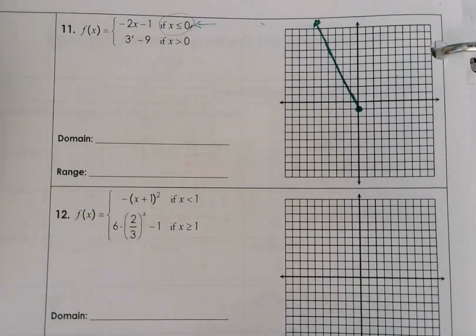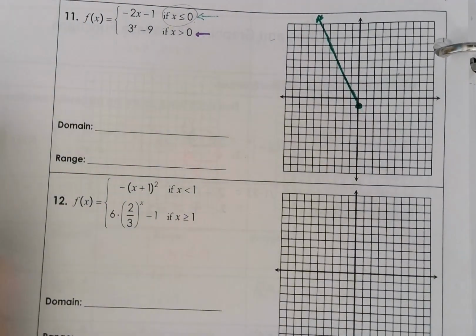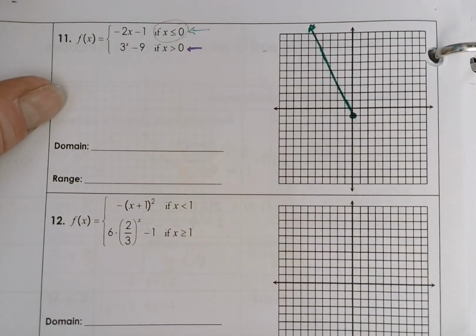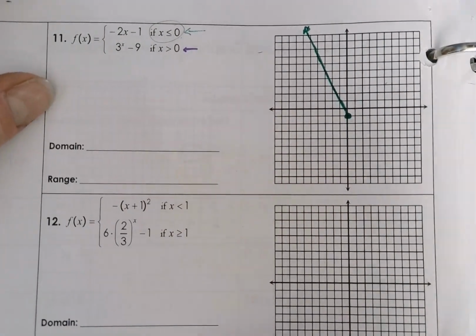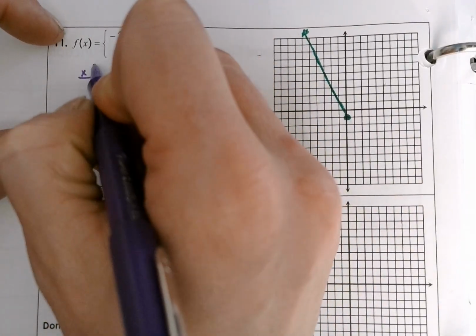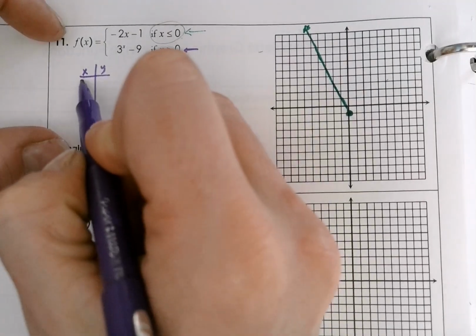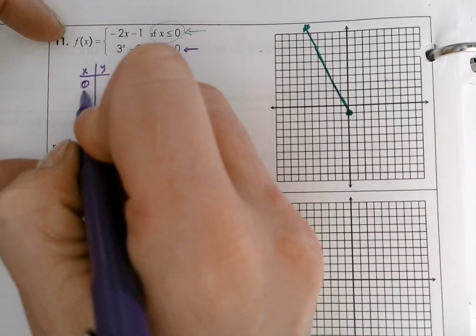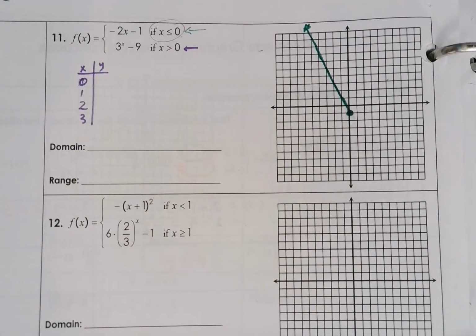And the next section, let's do this one in purple. We've got 3 to the power of x minus 9. Well, I think, again, the easiest way to do most of these is going to be to plug in some numbers. So let's start with 0. Again, we're looking at numbers inside this domain. And then do a couple more. 1, 2, 3. Probably won't need more than that.